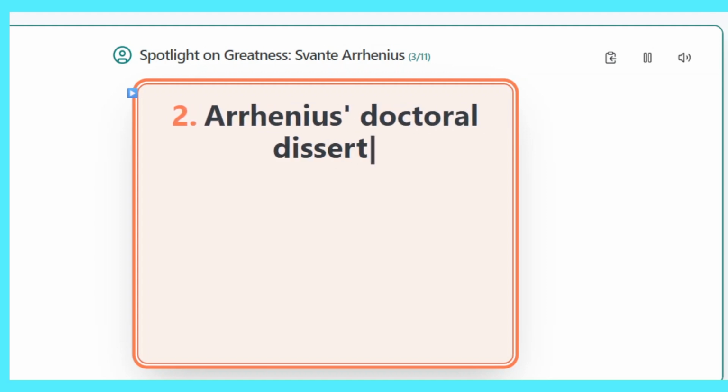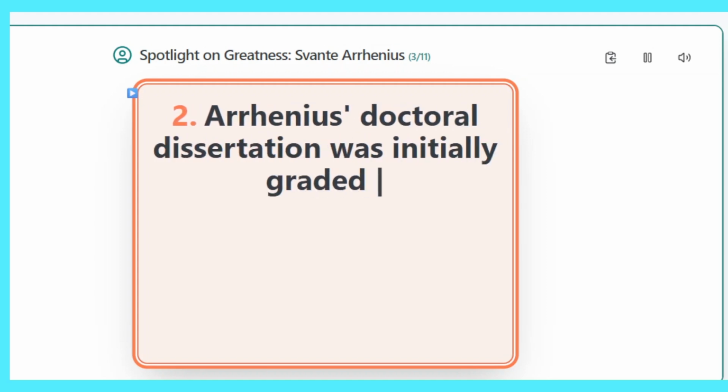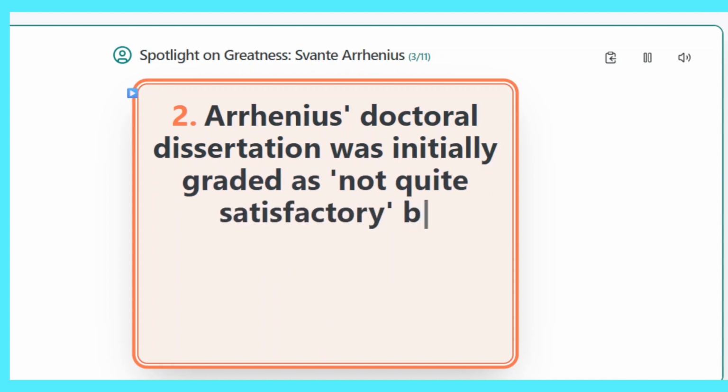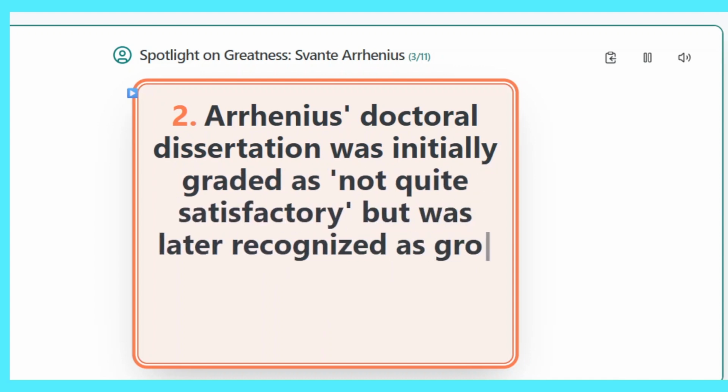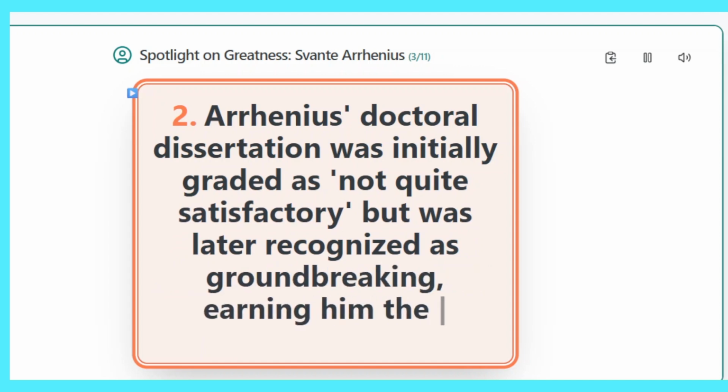Arrhenius' doctoral dissertation was initially graded as not quite satisfactory, but was later recognized as groundbreaking, earning him the Nobel Prize in Chemistry in 1903.